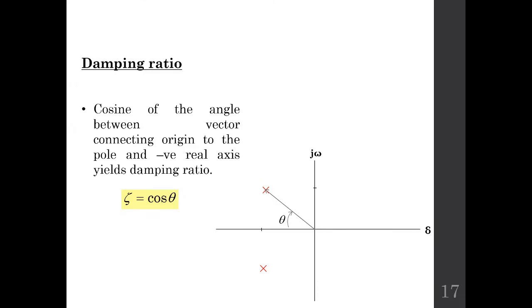The second thing that we can find out from the pole-zero plot in the S-plane is the damping ratio. It is simply the cosine of the angle between the vector connecting the origin to the pole and the negative real axis. That is this angle theta. Zeta is equal to cos of theta. So if you know the value of theta, by putting it in this equation, you can find the value of zeta.